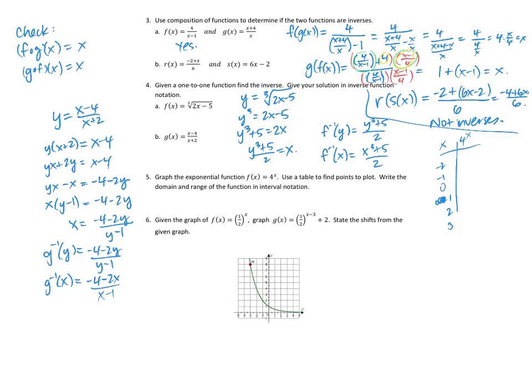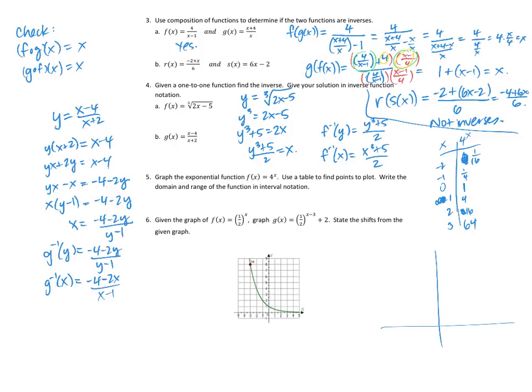So if I do 4 to the 0, that's 1. 4 to the negative 1 is 1/4. 4 to the negative 2 is 1/16. 4 to the first is 4. 4 squared is 16. And 4 cubed is 16 times 4, so that's going to be 64. Okay. And so if I graph that, I can see it's going to get huge really fast.